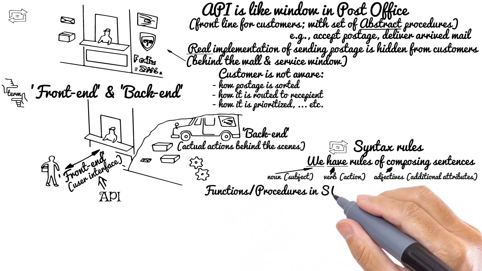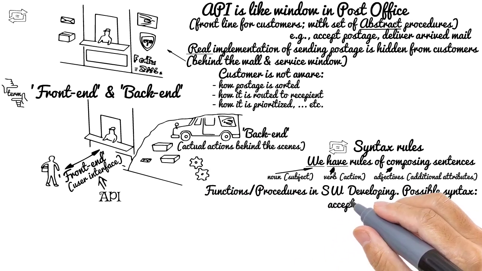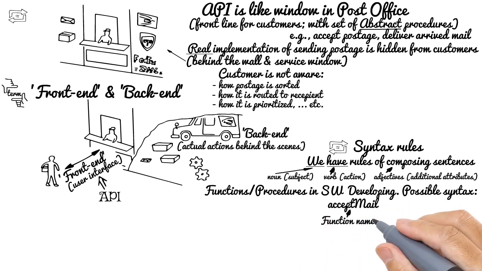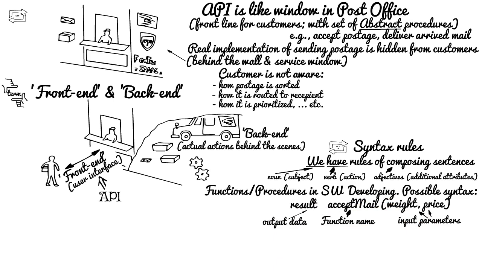Functions and procedures in software developing usually also have a certain syntax based on predetermined rules. Usually a function has its name. Rule of thumb, it's good to have a self-explanatory name. It can have input data parameters, usually syntactically included in brackets and separated by commas if there is more than one parameter. It can have an output parameter, which the function can calculate and return at the end of its execution.